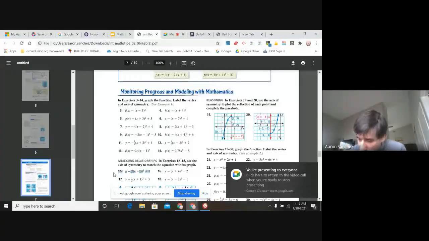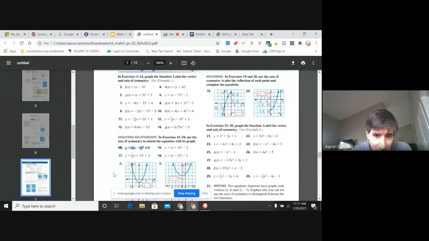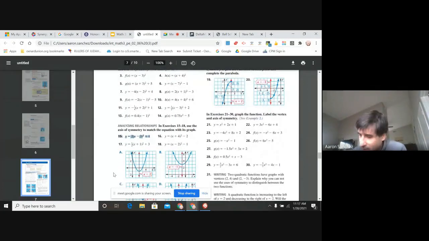Now, what form is that? What is it asking? Use the axis of symmetry to match the equation with the graph. Okay, so we have to use the axis of symmetry. So what the heck is the axis of symmetry? Well, let's talk about the axis of symmetry.